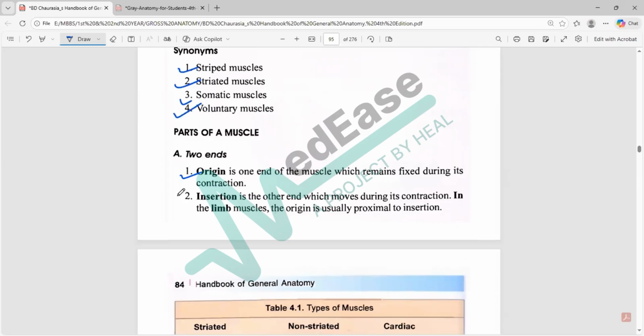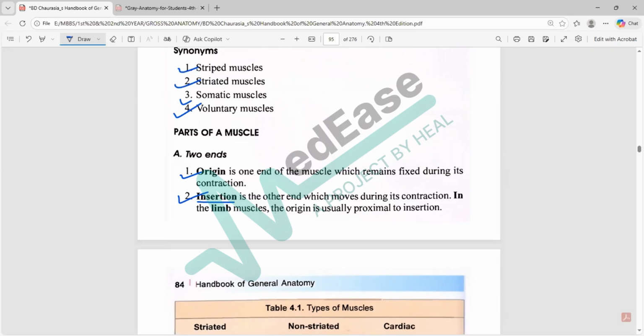Each will be having an origin and insertion. Origin will be going to be the part from where the muscle originates, whereas insertion will be the part where it distally attaches. Origin does not move, it remains fixed, whereas insertion normally moves mainly.